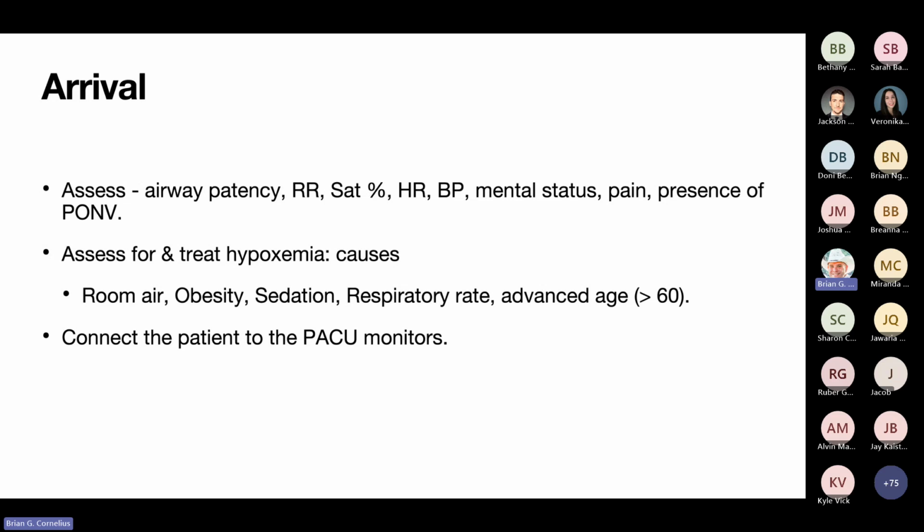Some places they put everybody on a nasal cannula. Some places everybody goes on a face mask and then they wean them down to a nasal cannula. Some places they just wait and see what happens. So just be mindful of what the practice is there.